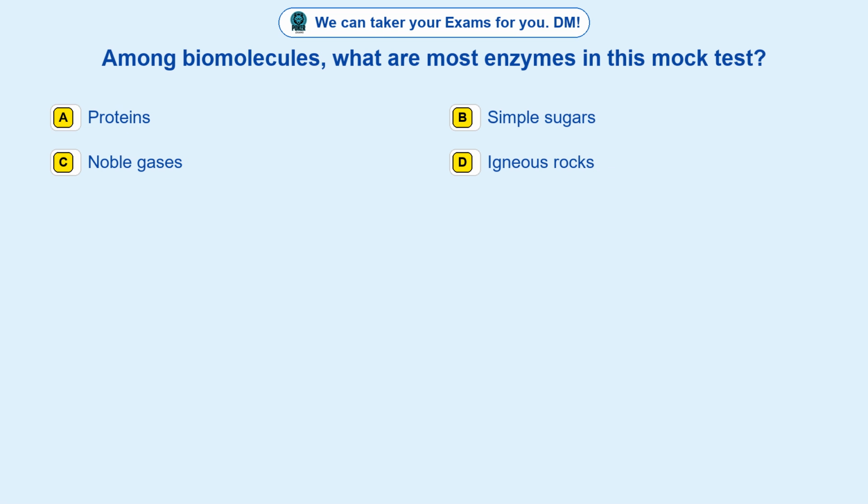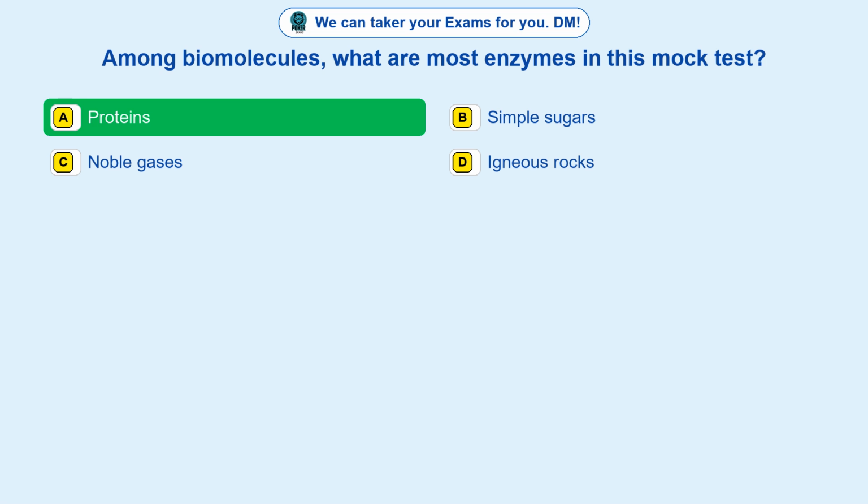Question 30. Among biomolecules, what are most enzymes in this mock test? Option A, proteins. Option B, simple sugars. Option C, noble gases. Option D, igneous rocks. The correct answer is option A.